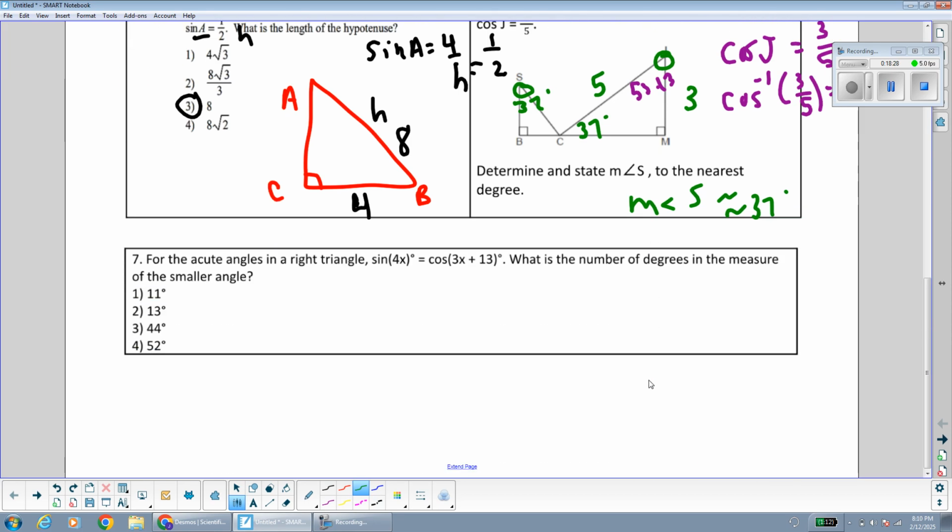So sine and cosine are cofunctions, and that means that they're equal when their angles add to 90 degrees, when their angles are complementary. So I want to make an equation that says if I take the angles of sine and cosine, and I add them and equal them to 90 degrees, then that's what I need in order for them to be equal. So that we have 7x plus 13 equals 90.